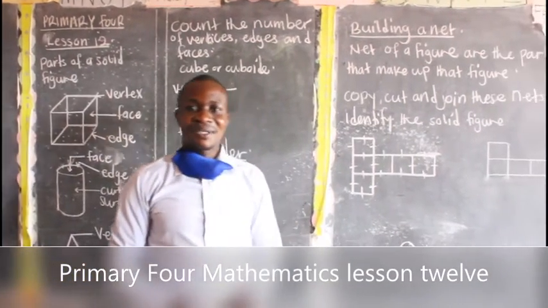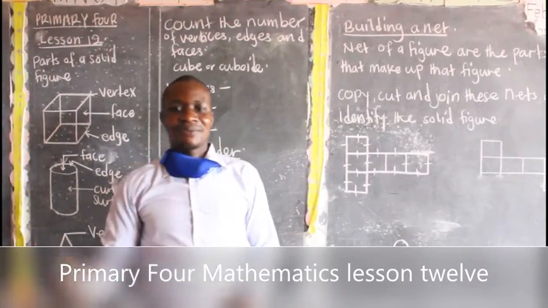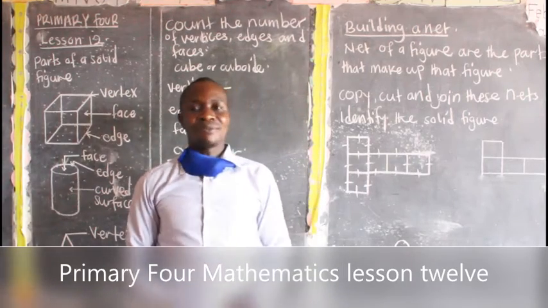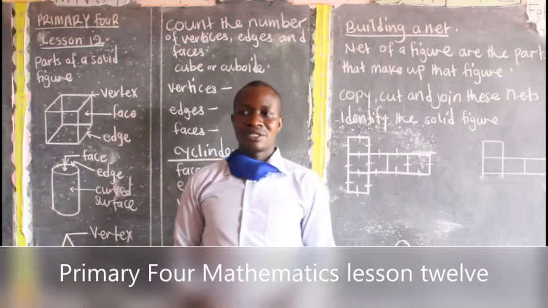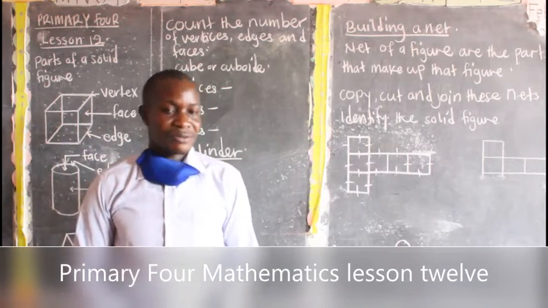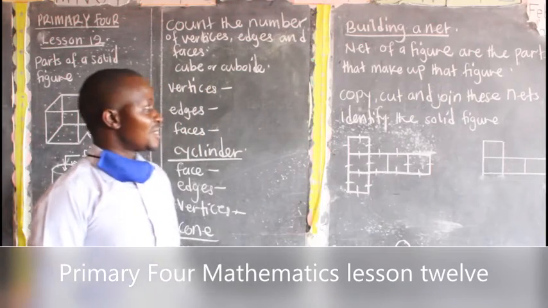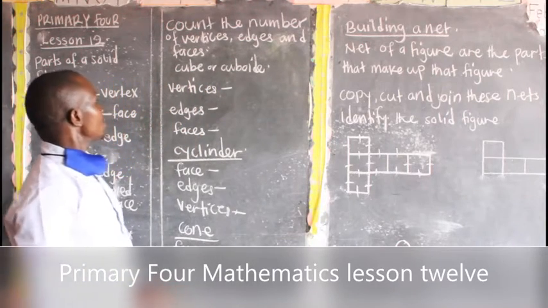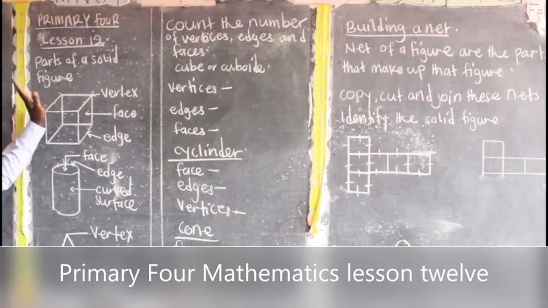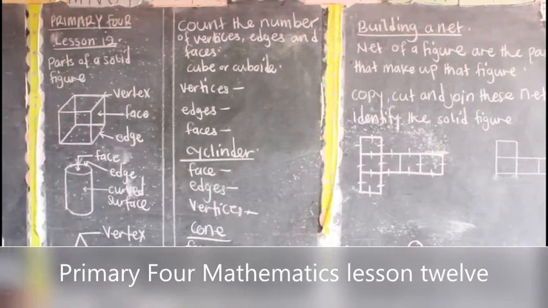Welcome to our lesson 12. In the previous lesson, we had just looked at the examples of three-dimensional shapes. So we are continuing with those three-dimensional shapes or three-dimensional figures. And here we are going to look at part C of a solid figure.